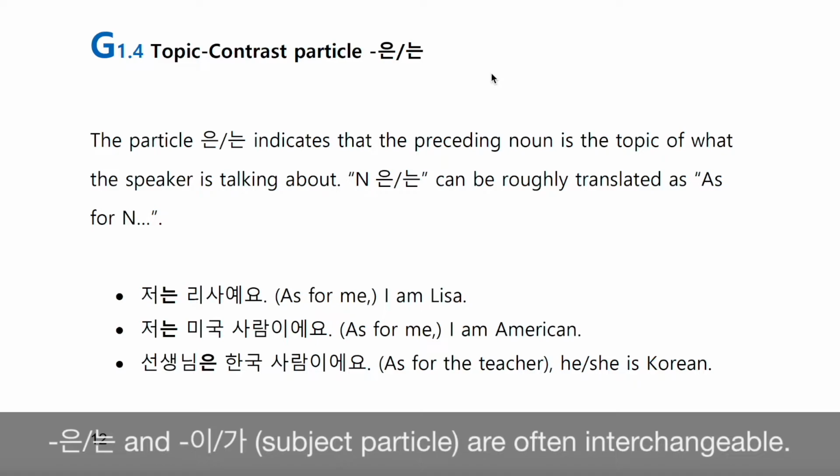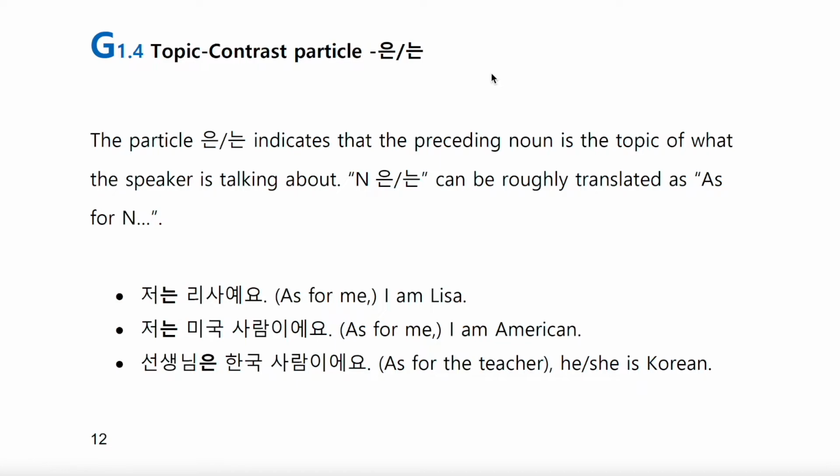So they are interchangeable in many cases. But when you introduce yourself, it is better to use 는 instead of 이 or 가. We will talk about that more later. And you keep talking about yourself. 저는 미국 사람이에요. So I'm still talking about myself. As for me, I'm an American.